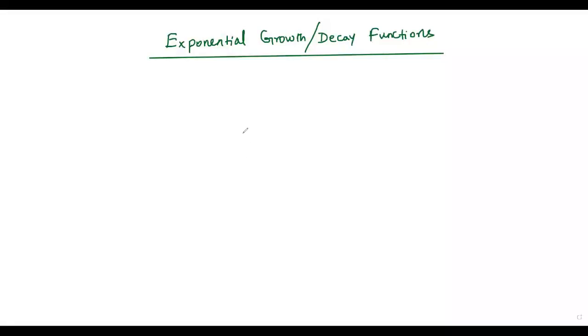In this video, we're going to see exponential growth or decay functions. First, let us see what is the general form of an exponential function. That is y equals a times b to the power t. Here it may be an exponential growth or decay function. It depends on the value of b.